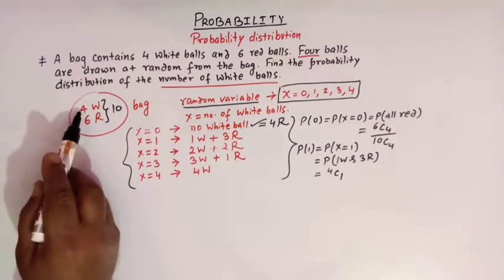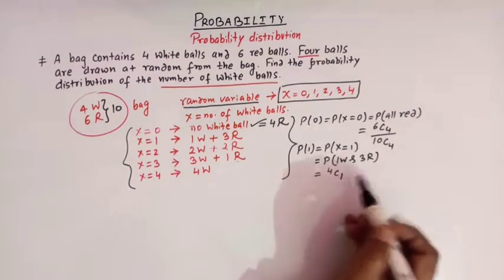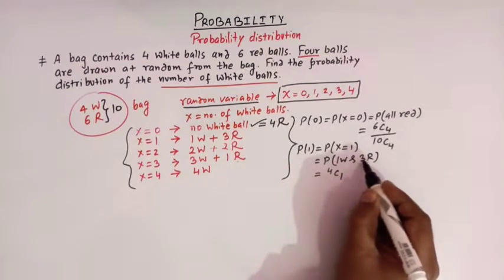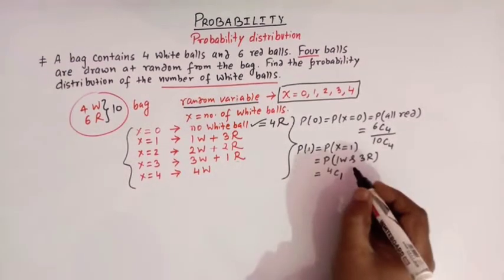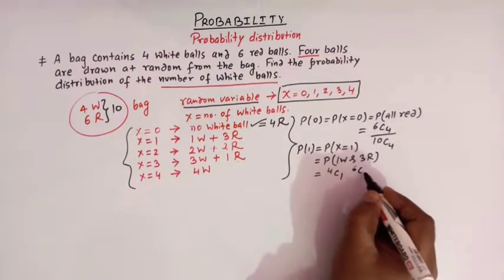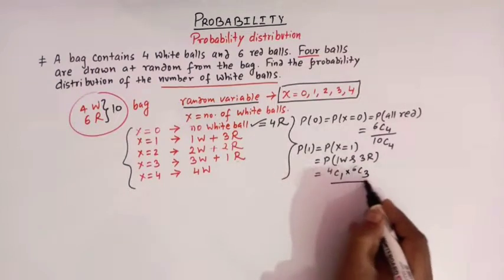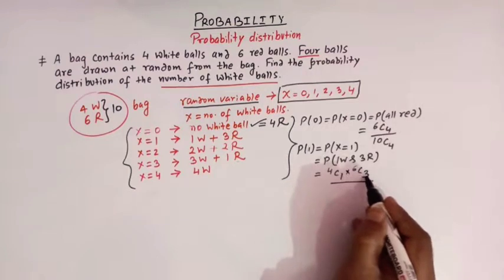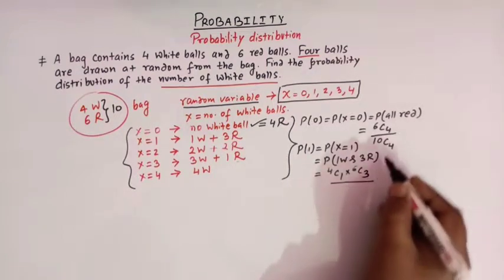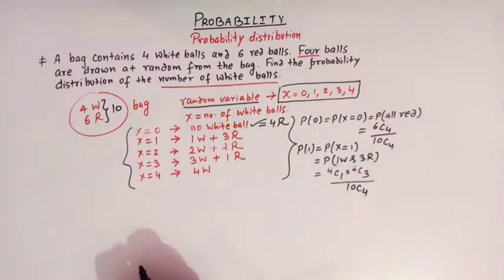Because we have 4 white balls and we have to select 1 ball as white, and 3 red balls can be selected from 6 red balls in 6c3 ways, right? And we have to multiply it, so the total number of favorable cases would be 4c1 times 6c3, and the total number of cases would be 10c4, right?